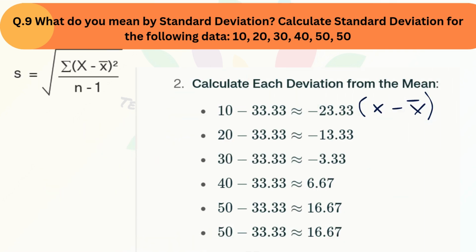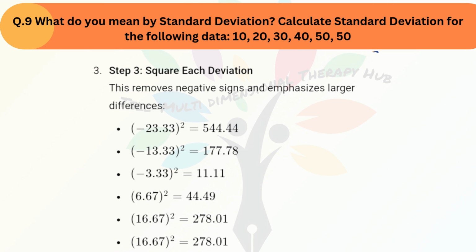Now for each number, subtract the mean 33.33 to see how far it is from the average. So we have to subtract 33.33 from all the numbers. 10 minus 33.33 is equal to minus 23.33. 20 minus 33.33, 30 minus 33.33, and so on. Next we need to do the square of each deviation. Deviation means we subtract the mean from the number. Squaring removes negative signs and emphasizes larger differences.